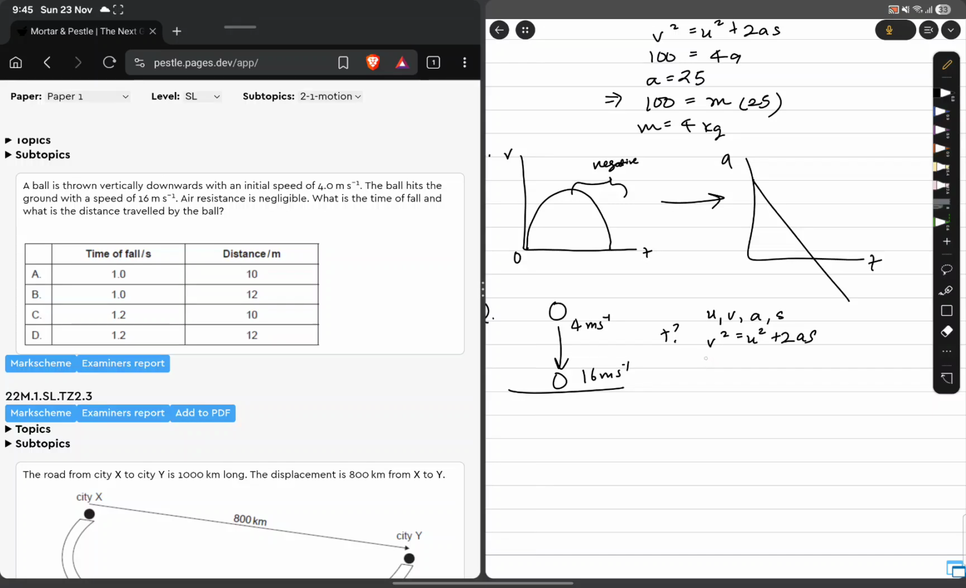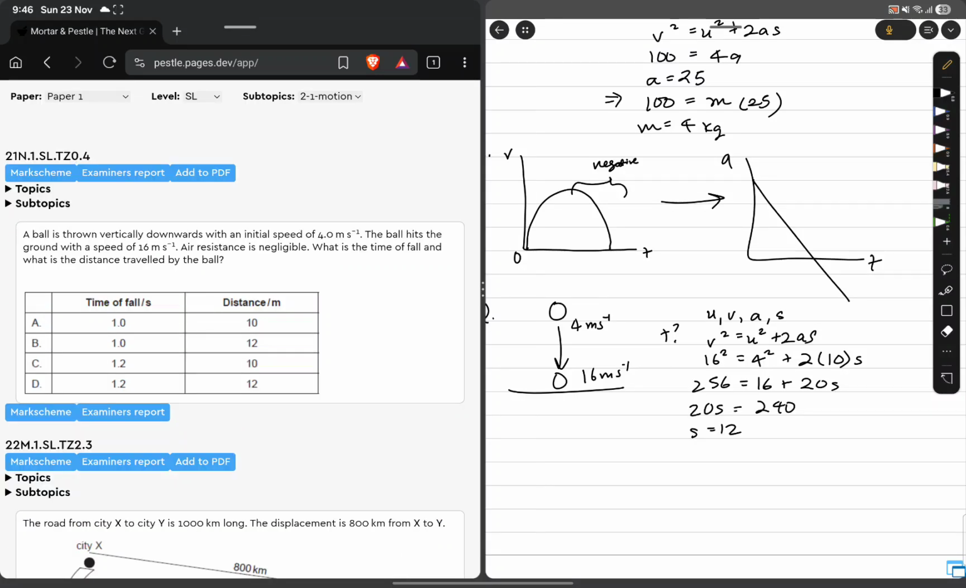So, final is 16 squared equals 4 squared plus 2 times 10 times s. I went ahead and solved it for you. It's going to give us 12, which means that it can't be A and it can't be C. So is it B or is it D?